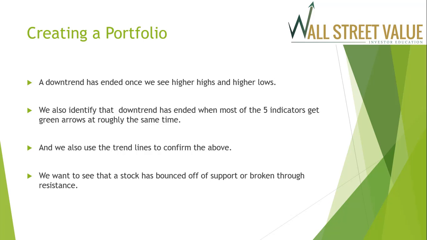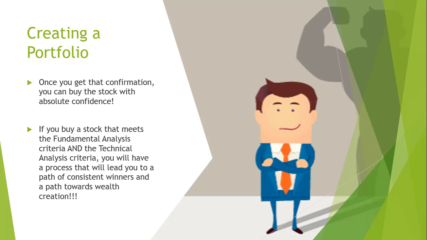A downtrend is ended once we see higher highs and higher lows. We can also identify that the downtrend is ended when most of the 5 indicators get green arrows at roughly the same time. We can also use the trend lines to confirm the above, and we want to see that a stock has either bounced off of support or broken through resistance. Once you get that confirmation, you can buy the stock with absolute confidence.